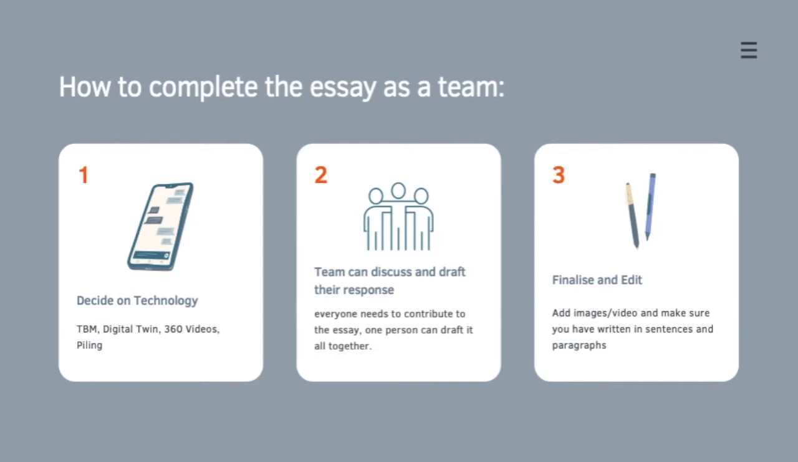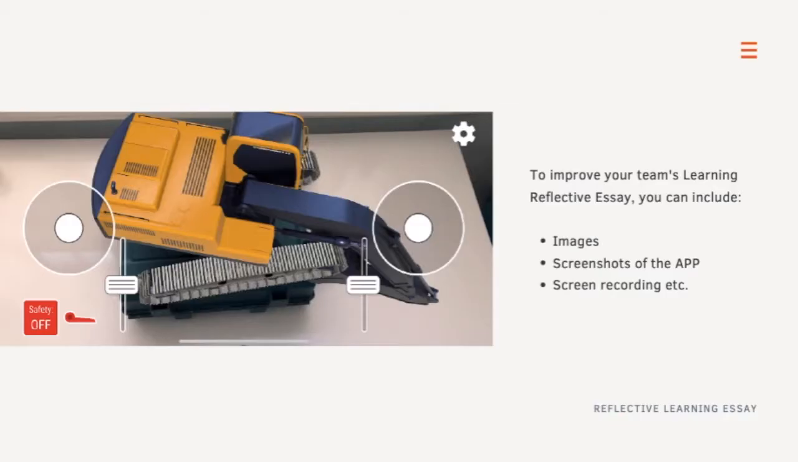To complete your essay as a team, the first step is to decide on the technology you would like to be your focus. These technologies include 360 videos, tunnel boring machine, the digital twin excavator app, as well as the AR piling app. I'll be focusing on each one throughout the presentation. Once this is complete, you can then draft your work as a team and discuss your response before finalizing and editing your work. When you are discussing your experience, I would encourage students to add screenshots or screen recordings of your team using the apps. This is a great way to demonstrate how you personally explored the app and what you found.